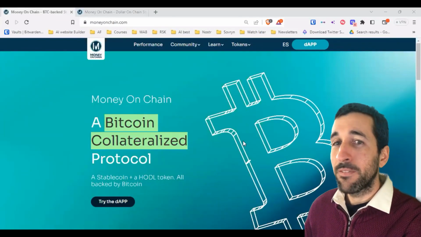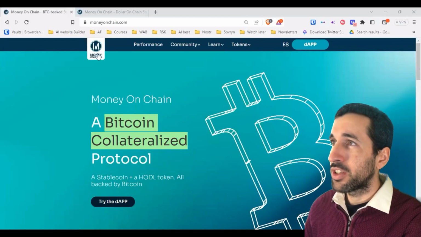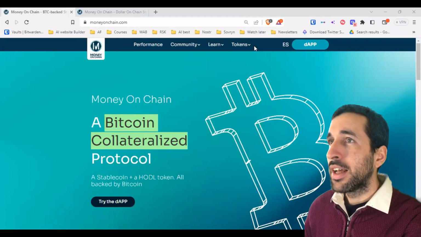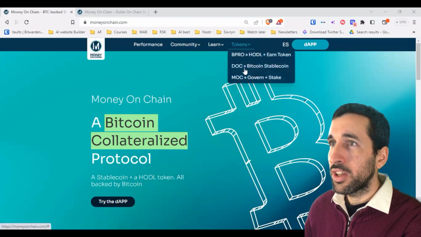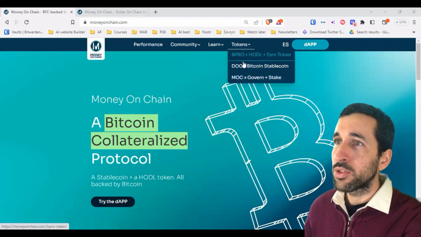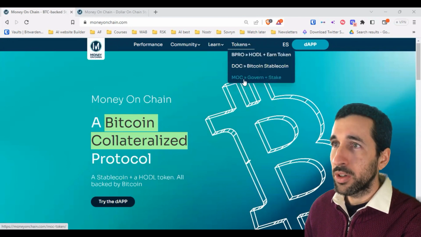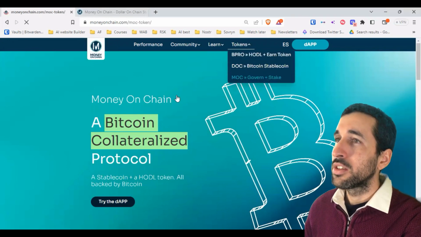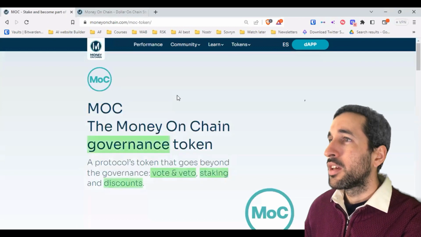Today we're going to take a further look into the Money on-Chain protocol. Last time we looked at Dollar on-Chain and at 𝒯𝓌𝒾. The last token remaining for us to study is the MoC token. MoC stands for Money on-Chain.